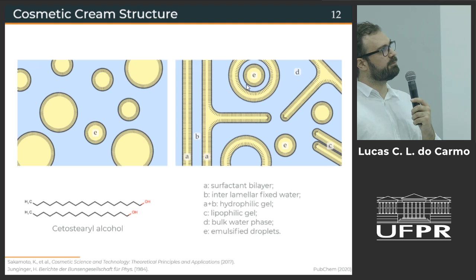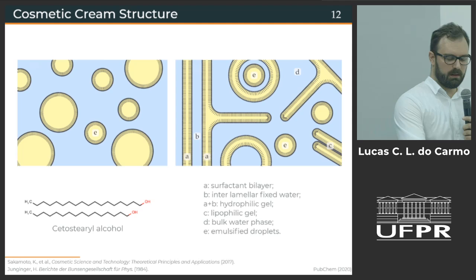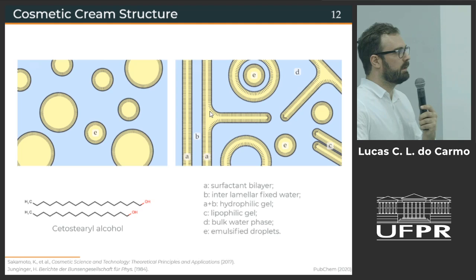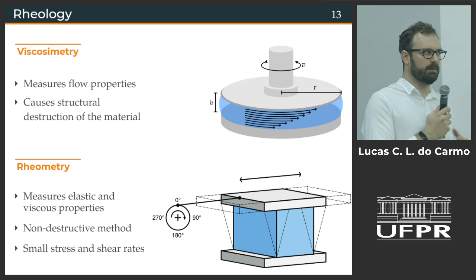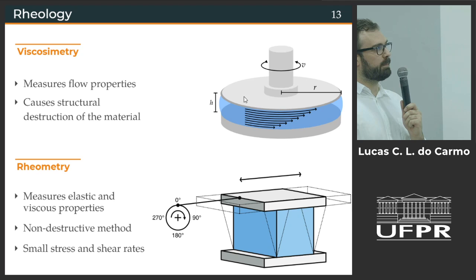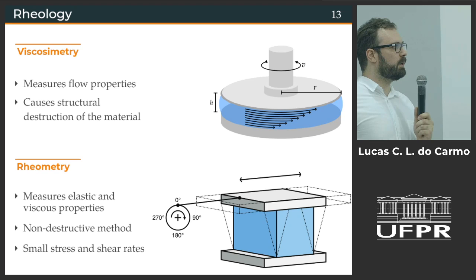The properties of these creams can be described by both viscosimetry and rheometry. Now, for viscosimetry, we are only measuring the flow properties of these materials, and we're not measuring the elastic and viscous moduli of these materials. And what is the difference? Well, the difference is that these flow properties don't correlate well to the structure in its resting state. So by using rheometry methods, we can measure elastic and viscous properties that are more correlatable to the properties of the material when it's resting, when it's not flowing.